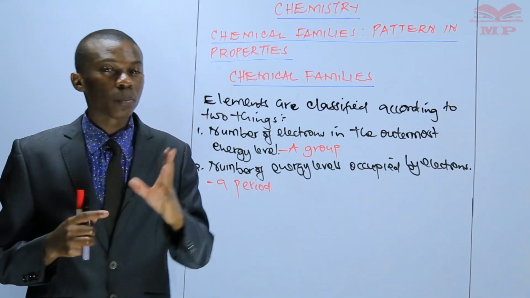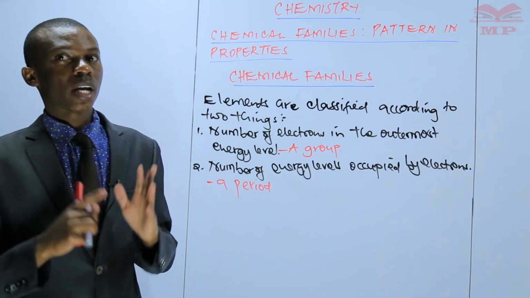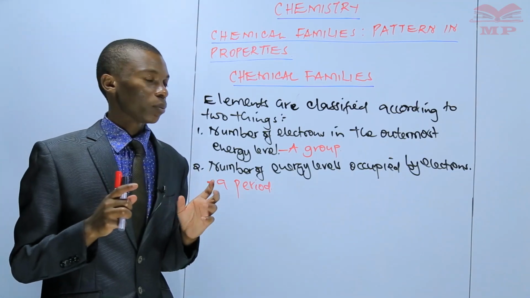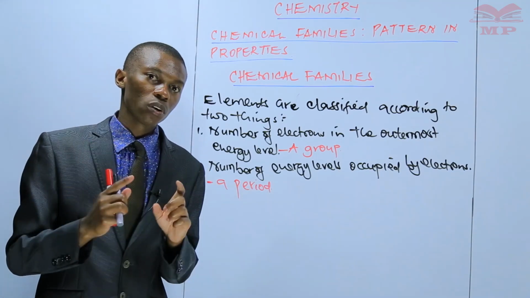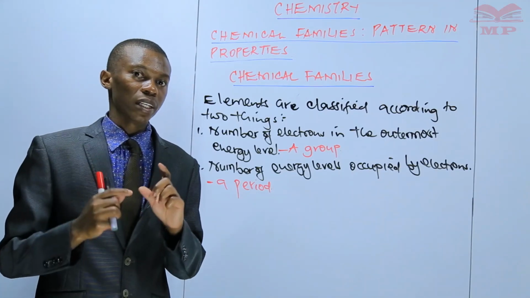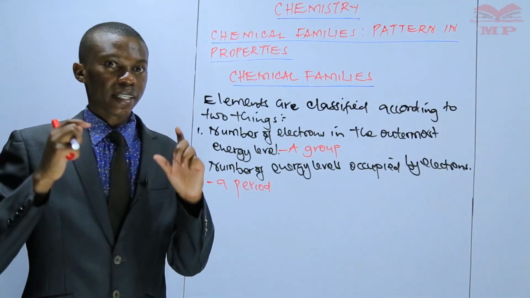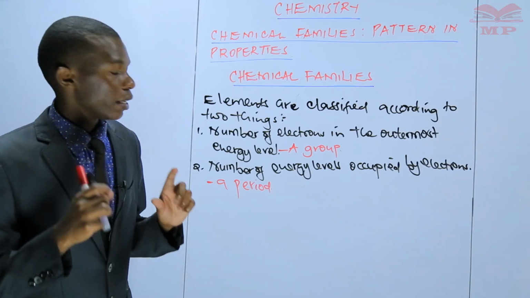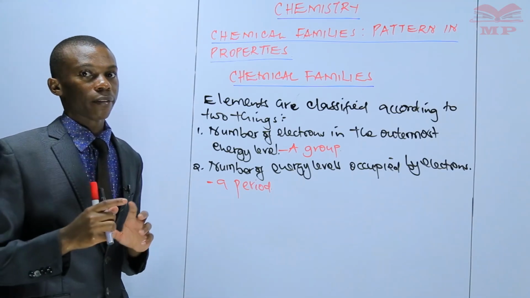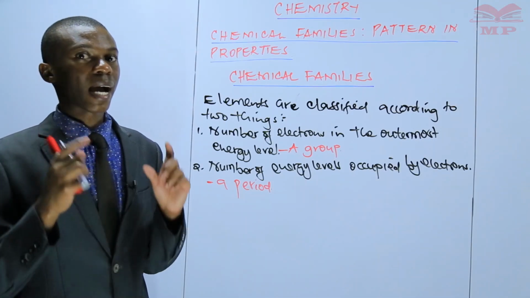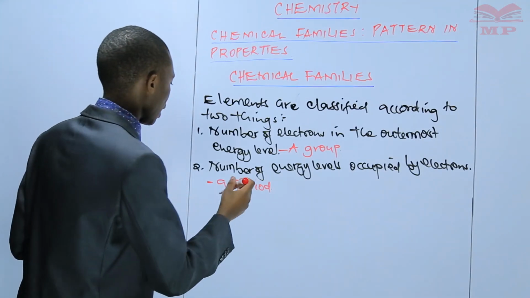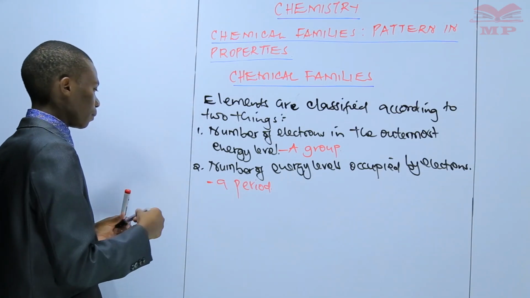Then group number 7 elements are called halogens. And lastly, group number 8, which are also called noble gases. Those are the chemical families we'll discuss in detail in this chapter. We are going to start with the first chemical family, which is the alkali metals.